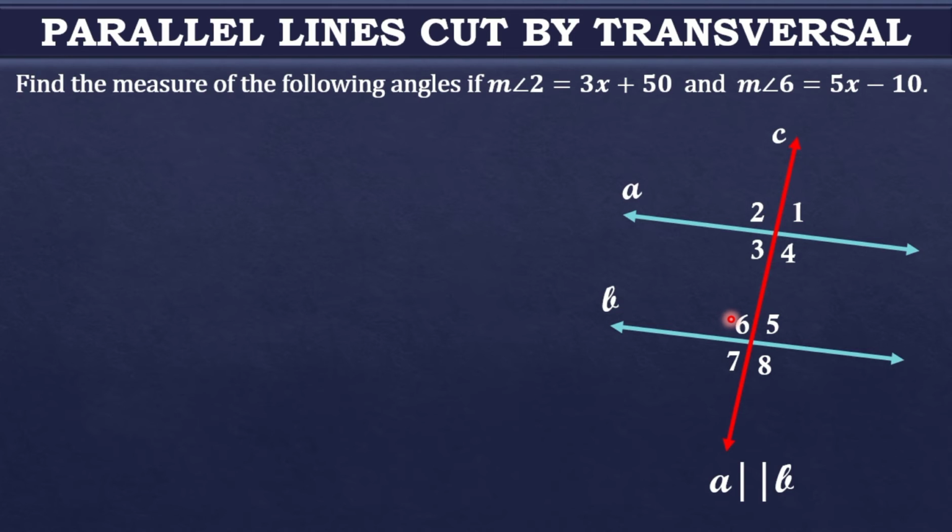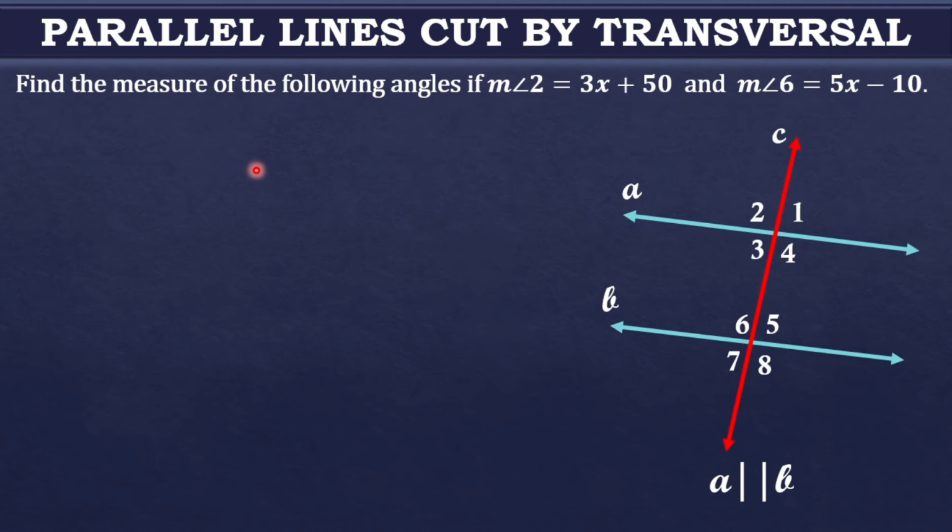Now, before we apply yung ating angle relationship cut by transversal, make sure na yung kinakat ng transversal natin ay parallel. So, tingnan nyo po muna kung merong given that A is parallel to B. If so, then we can apply the properties.